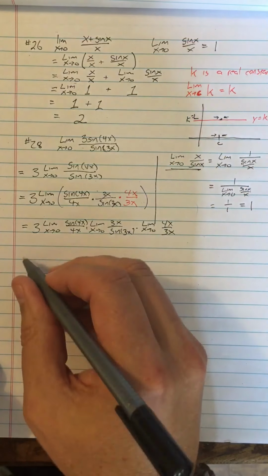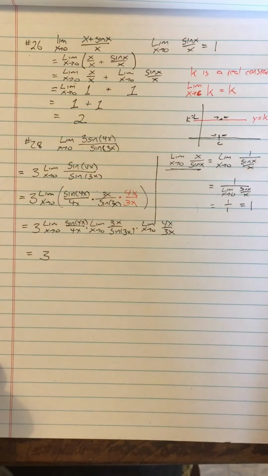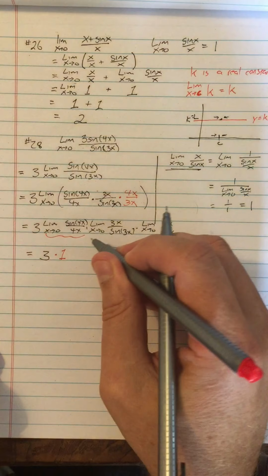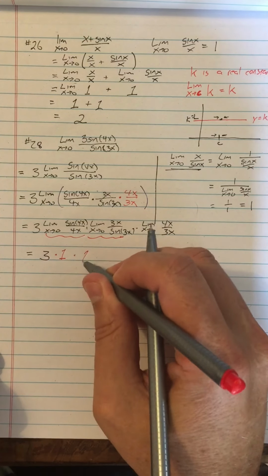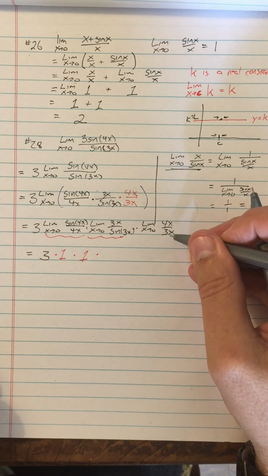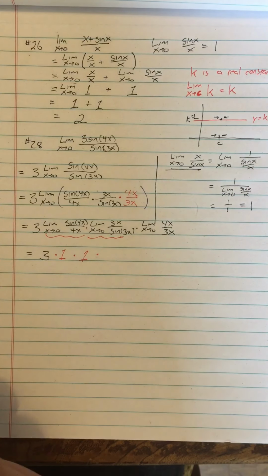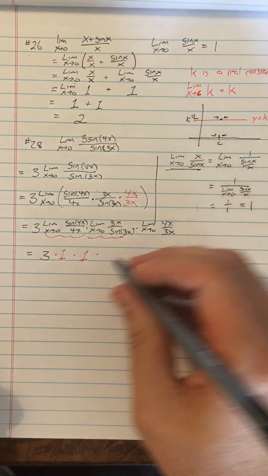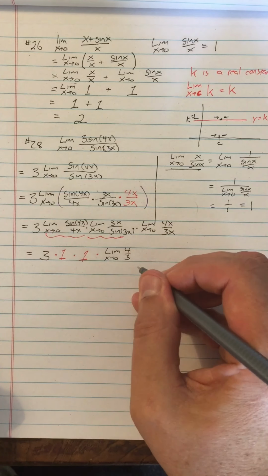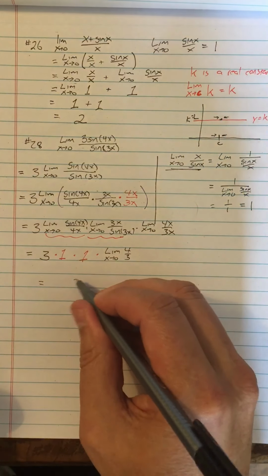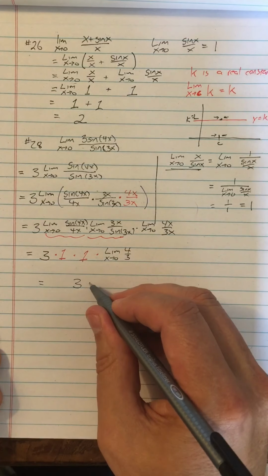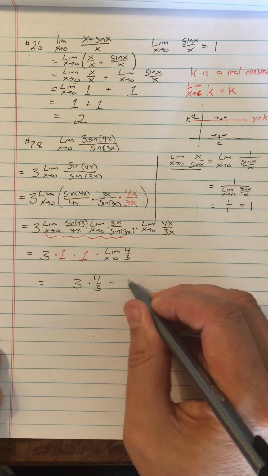All right, now I've got the 3 out here. This one is 1. This one is 1. And this one is rational, and I can reduce the x's because the limit is at 0, so the x's aren't equal to 0. But I can't just say it's 4/3 right away. I'm going to say it's equal to the limit as x approaches 0 of 4/3. Then I can multiply these together and say that's 3. Then, just as we set up here, the limit of a constant is equal to the constant. That's 3 times 4/3, and that equals 4.